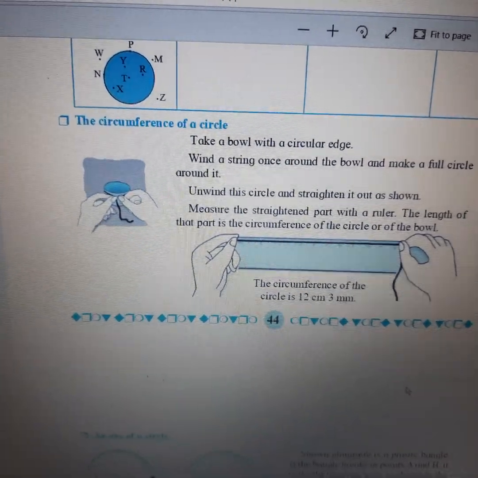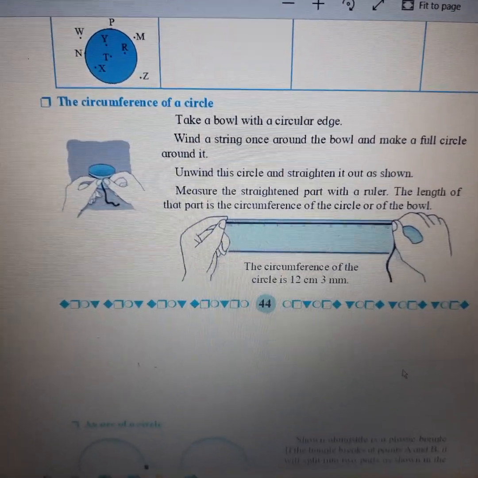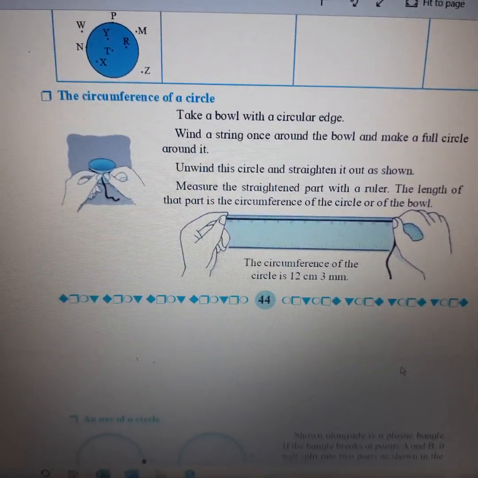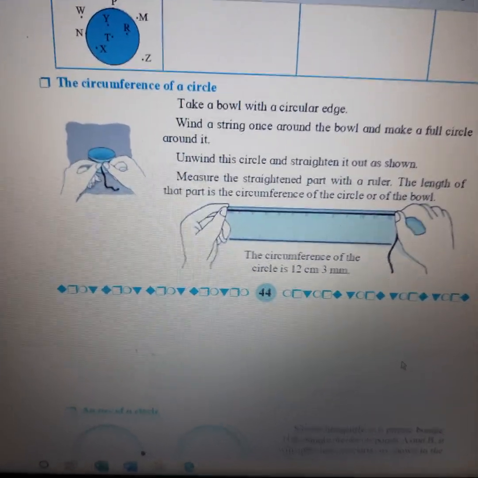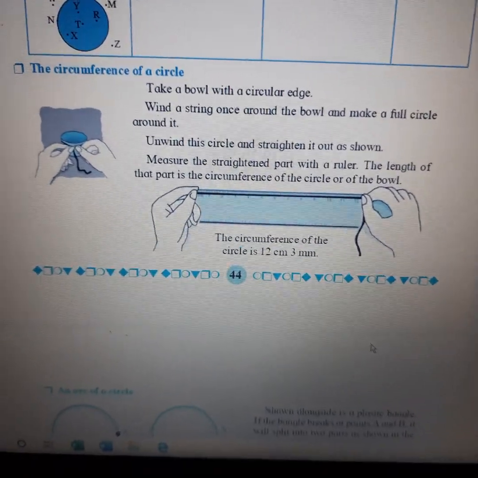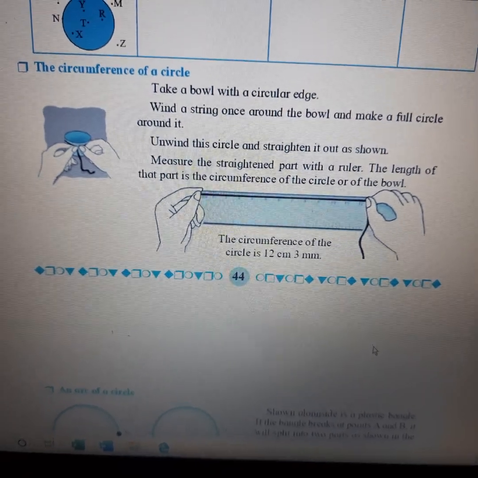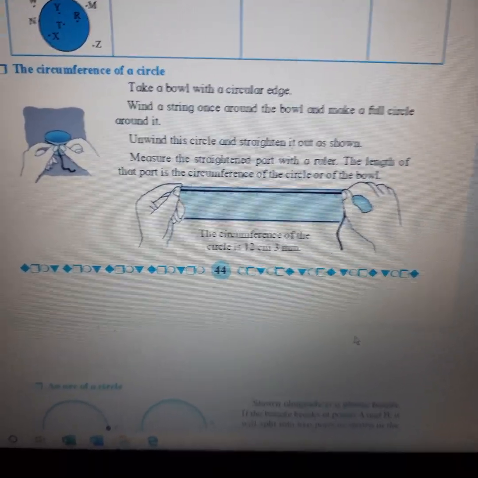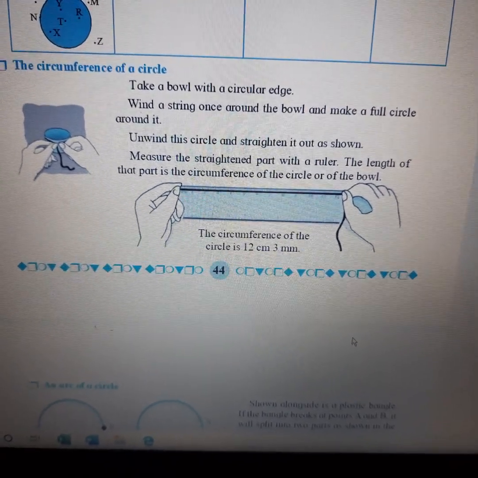Circumference of a circle, children, is nothing but the boundary of a circle, the rim. The edge of a circle is called the circumference of a circle. And you know, the boundary of any figure is called the perimeter. So instead of circumference, we can call it perimeter also. But since it is in a circular shape, we call it the circumference of the circle.